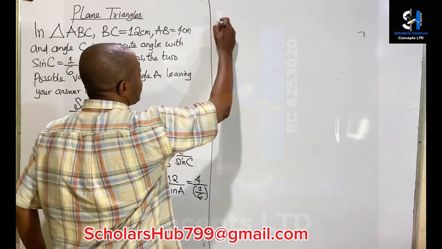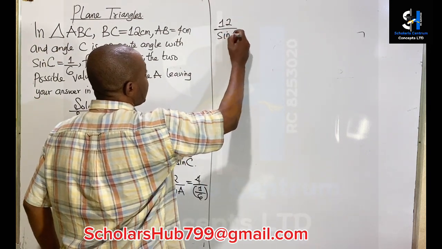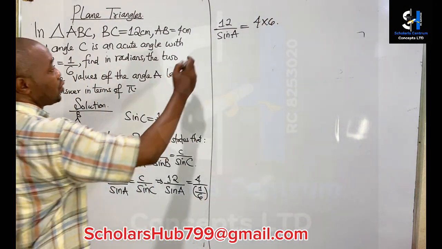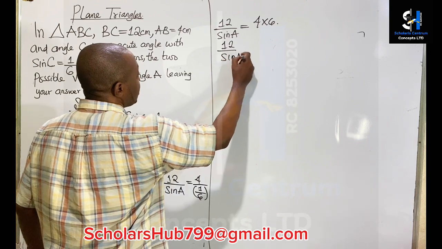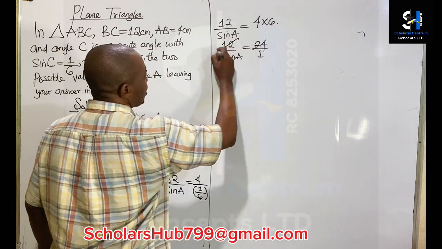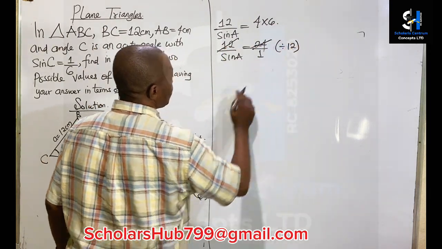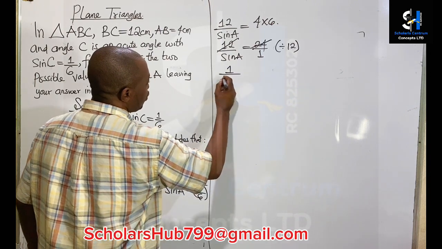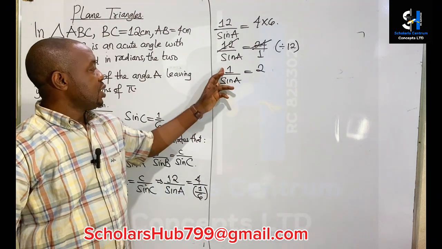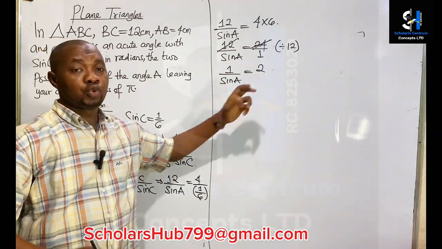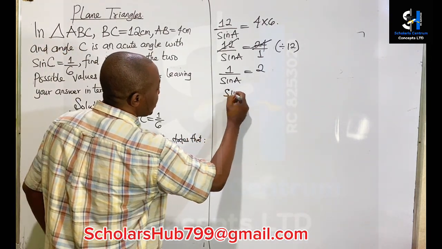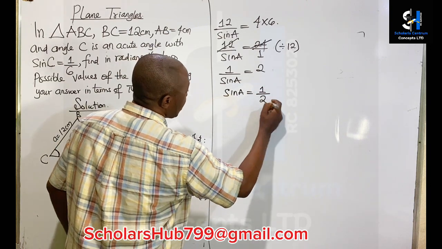So in this case we are going to have 12 over sine A equals 4 times 6. So 12 over sine A is equal to 24. We can divide by 12, so this reduces to 1 over sine A equals 2. Now we have the reciprocal of sine A equals 2, which means sine A will be equal to the reciprocal of 2. So sine A will be equal to 1/2.